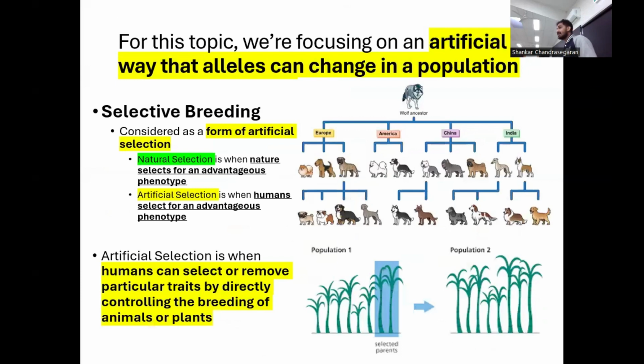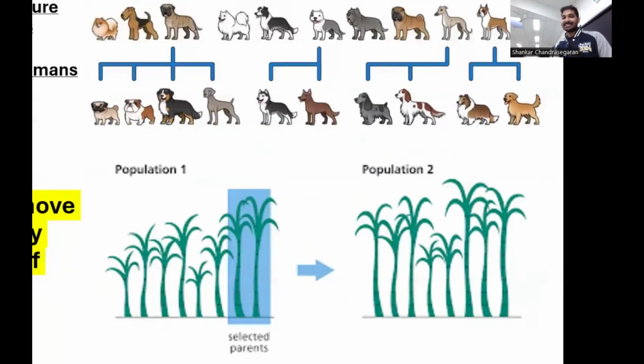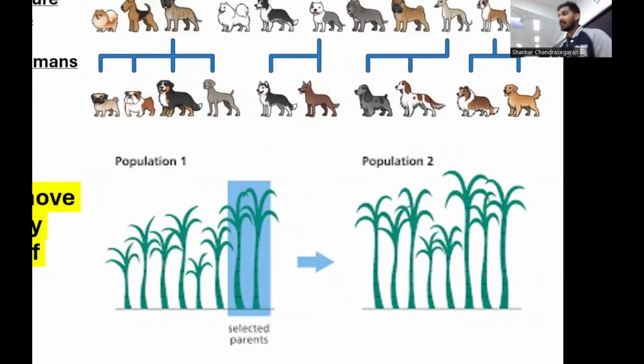And this can be applied even for plants, where we select for an advantageous phenotype that we can see within a population, and we selectively breed those advantageous phenotypes to ensure that the population that arises from them would most likely carry those advantageous phenotypes. So we would basically leave out all the phenotypes that are disadvantageous to humans, and we would selectively breed those that we find to be advantageous to generate a population that can reflect those alleles.